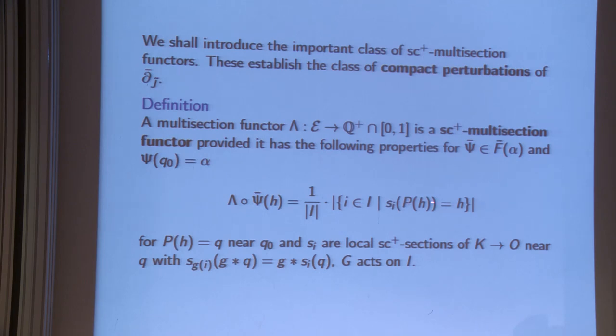where this H satisfies this. So you go into the base, yeah, PH, so H lies in K, yeah, PH lies in O. These things are defined on O, and if SI of the underlying base point is equal to the vector you put in, you count the number of indices, and divide by the number of indices you had. And these things here should be local SC plus sections, and let me remind you what that was.